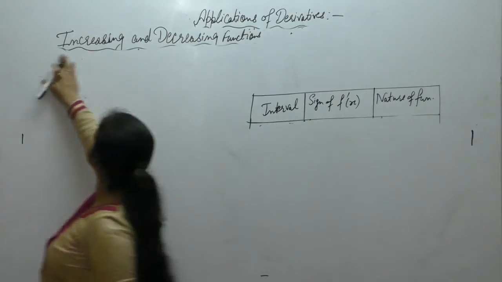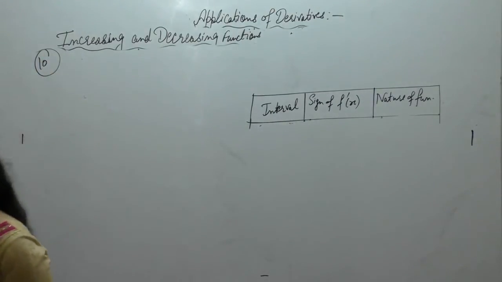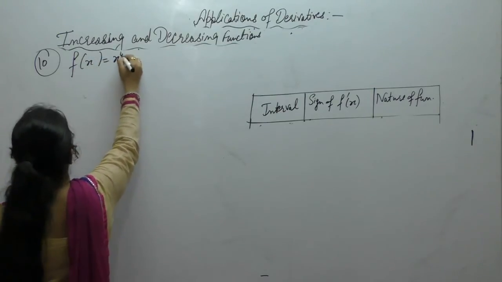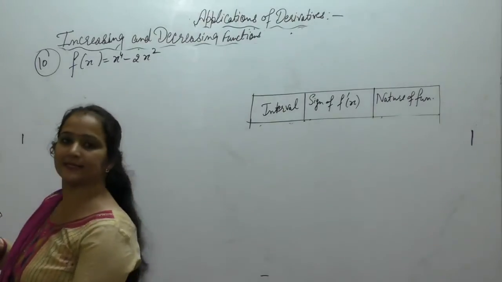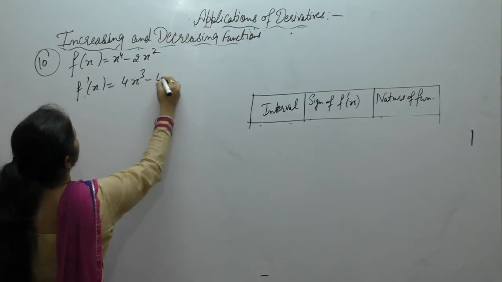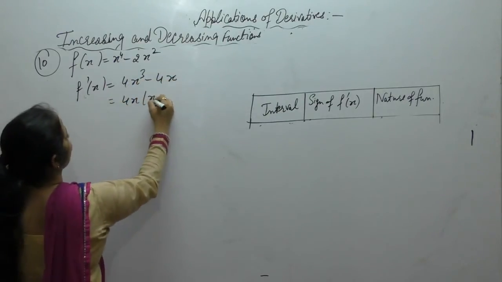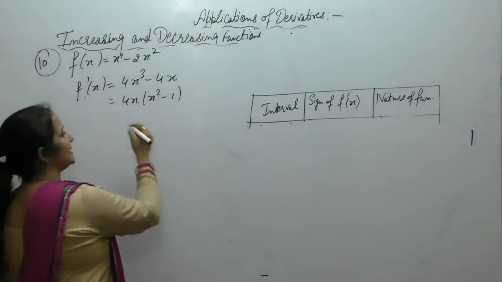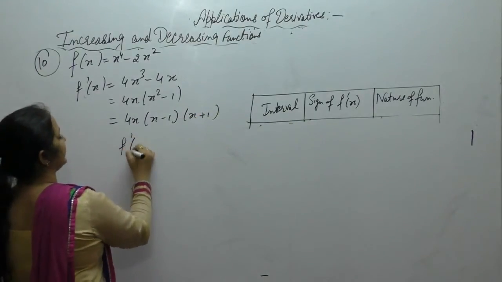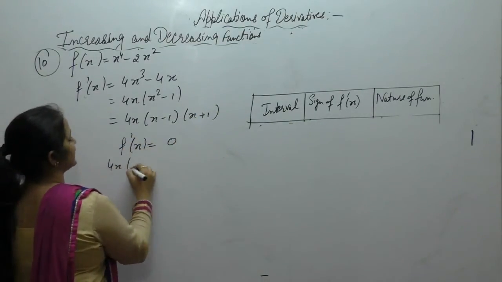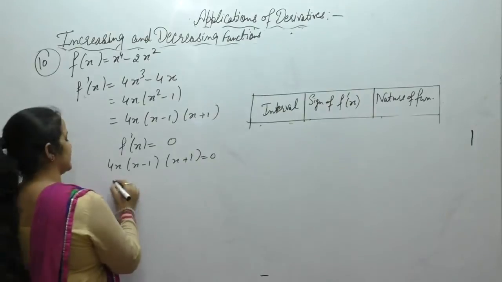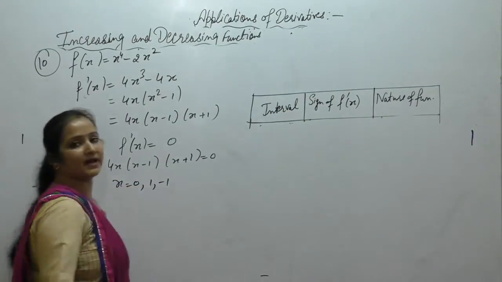Question number 10. Find the intervals for which the function f(x) = x⁴ minus 2x² is increasing or decreasing. Take the derivative first. Derivative of x⁴, 2 into 2, 4x. 4x is common: x² minus 1. a² minus b². Apply the formula here: (a minus b)(a plus b). Now first derivative will equal 0: 4x(x minus 1)(x plus 1). Product of three terms is equal to 0. So either x is 0, 1 or minus 1.